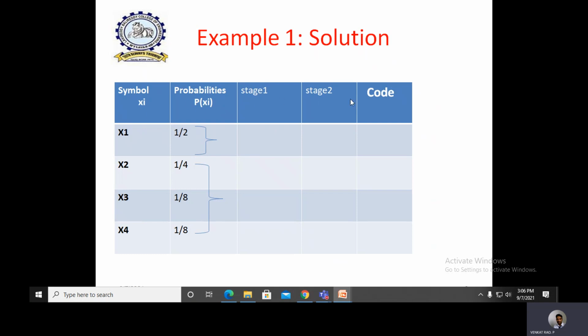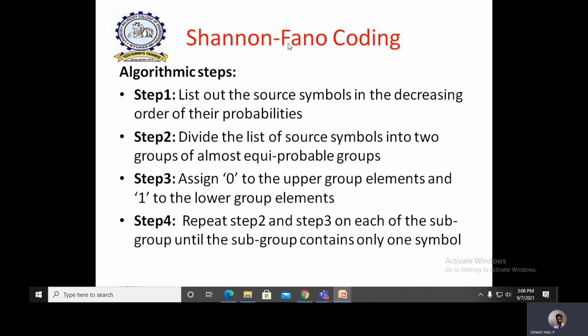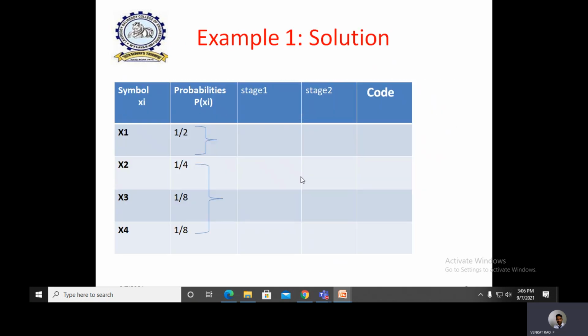There are different stages we need to apply in order to get the final code. Finally, if you apply the Shannon-Fano coding, for each and every symbol we will get some group of bits, we will get some code. That means for x1 there will be a code like 101 or 010. We don't know how many bits it will assign, depending on the probability. For x2 also we will get some code, for x3 also, for x4 also. So let us see how we get it.